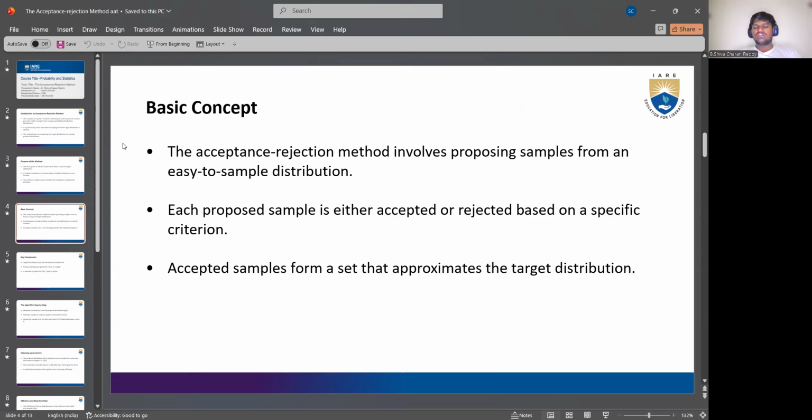So, the basic concept of this method, the acceptance rejection method, involves proposing multiple samples from an easy to sample distribution. So, it involves proposing samples from the complex one and taking them in an easy to sample way. Each proposed sample can either be accepted or rejected based on a specific criterion, like how the particular sample has been selected. On the basis of that, a sample can be either accepted or rejected. So the accepted ones form a set which helps us approximate the target distribution.